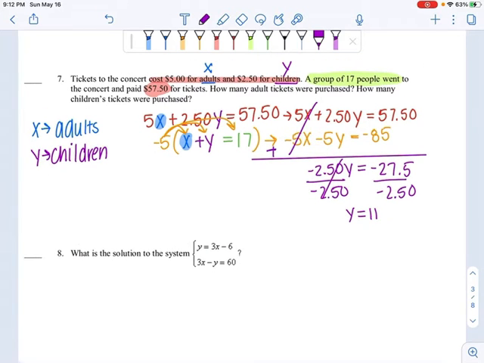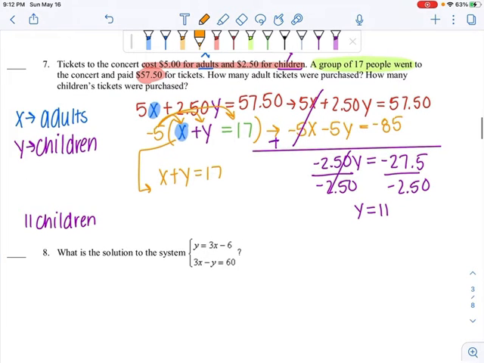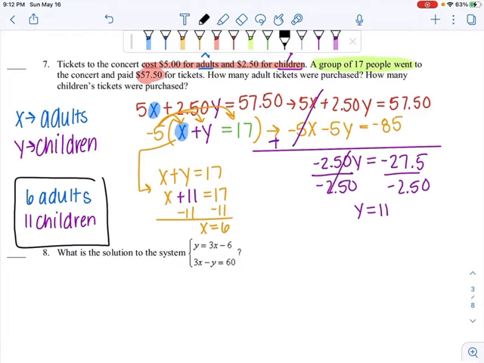And now we have to figure out how many adults went, and that's super simple. We could just take that original equation of x plus y equals 17, substitute the 11 in for y, because we already know how many children there were, and solve for x, which gives us the adults. So I can subtract 11 on both sides, and that gives me x equals 6. So I know that there were 6 adults. Sorry, I might have just said children. If I said children, I didn't mean it. We were looking for adults there. So 6 adults, 11 children.